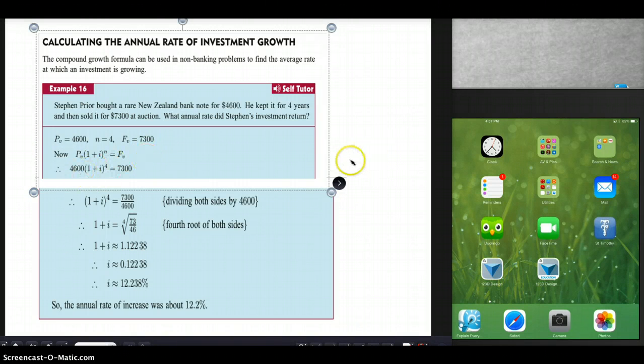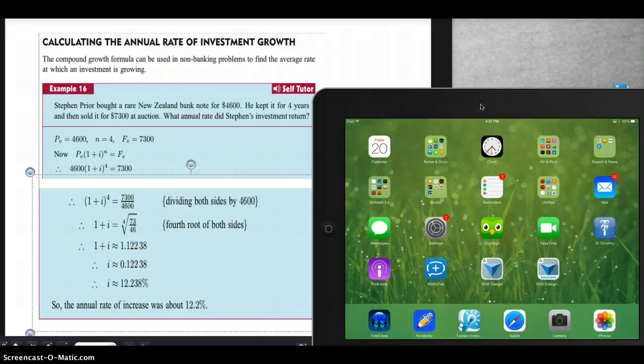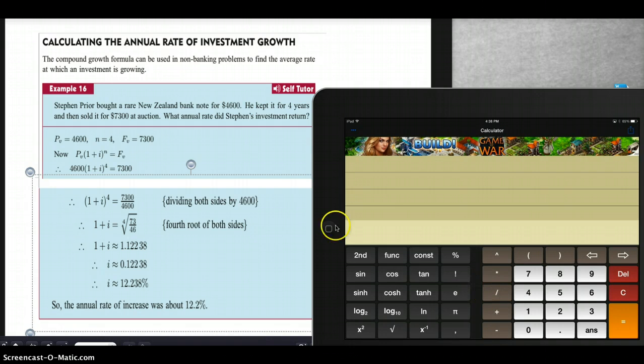What I want you to notice is that on this problem, if we're trying to solve for I, one of the first things we'll do is divide both sides by 4,600, like down here. See that? When you get to this place, though, you have the problem of having to take a fourth root in order to clear out and have I be solvable from there, right? A fourth root.